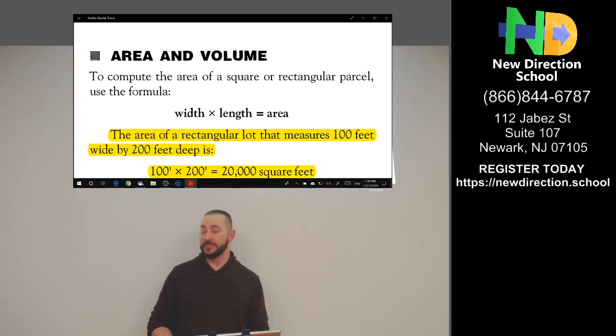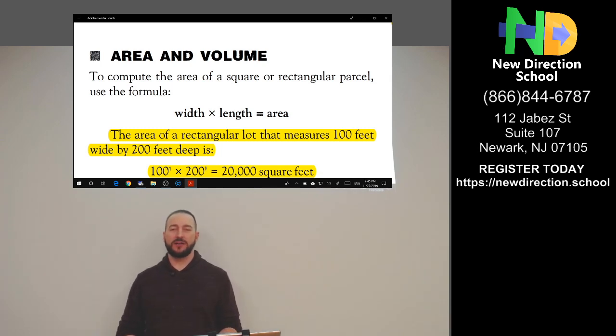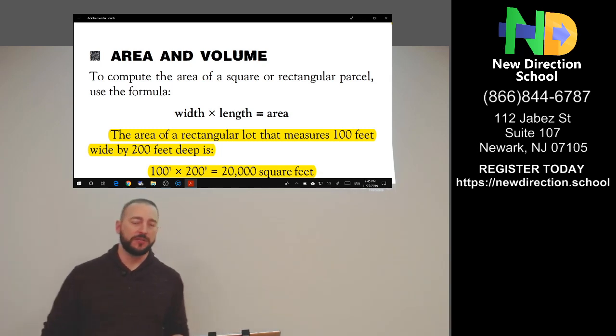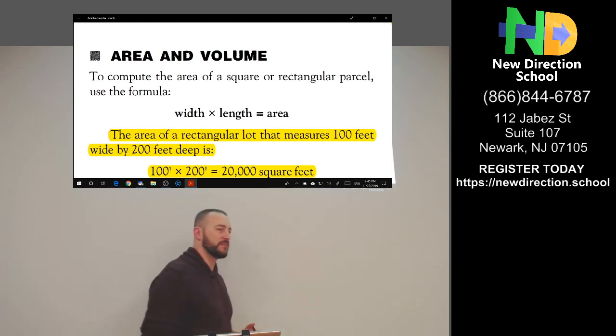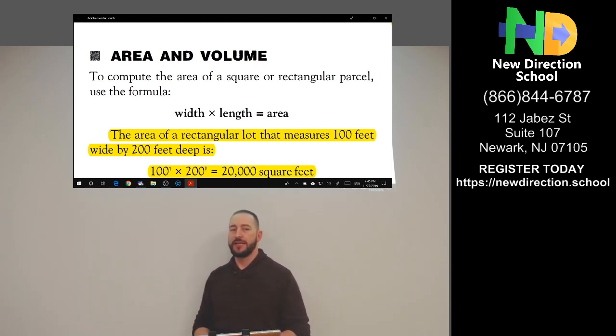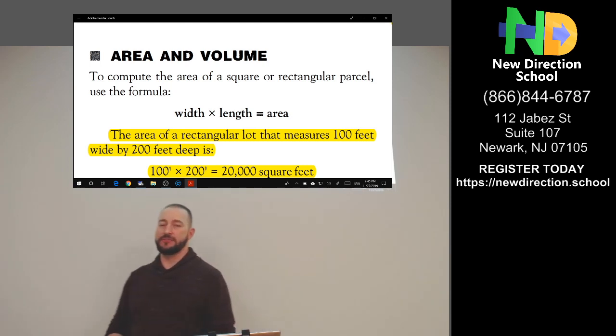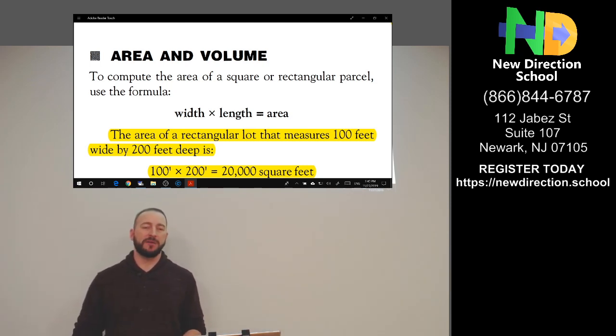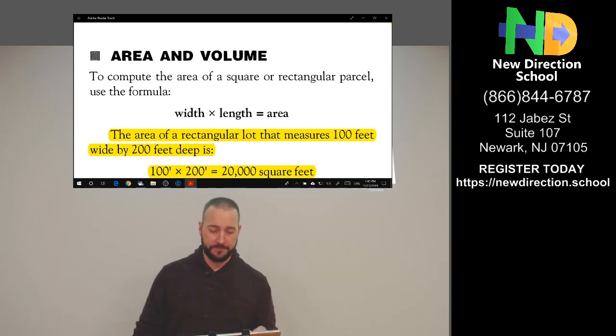Anyway, so area and volume. To compute the area of a square or rectangular parcel, we use the formula width times length equals area. Now, the area of a rectangular lot measuring 100 feet wide by 200 feet deep is 100 times 200, which equals 20,000 square feet.